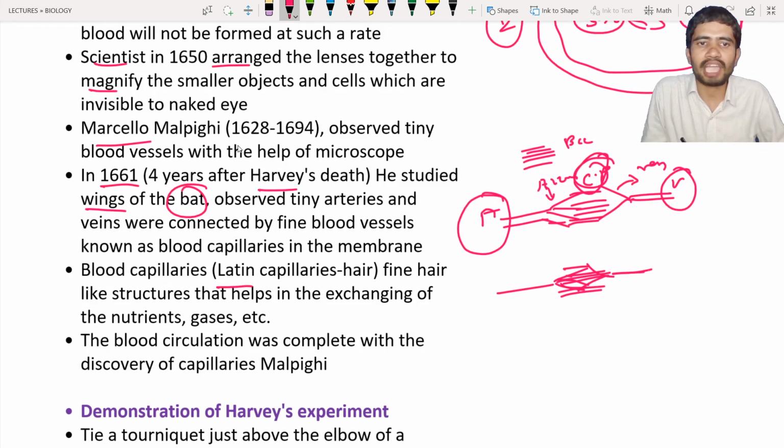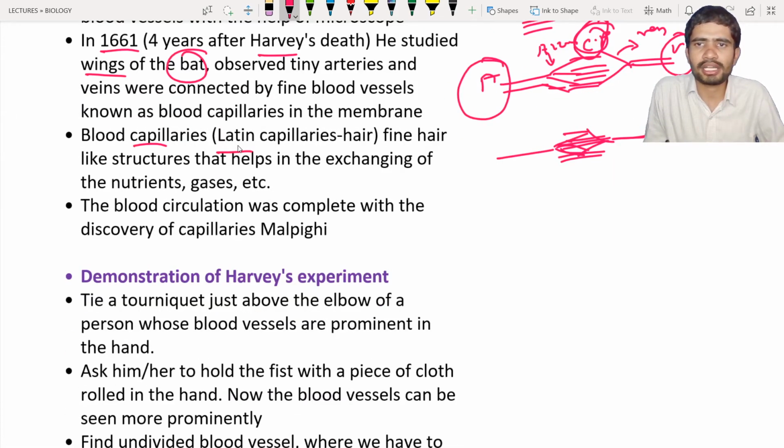In Latin, capillaries means hair. How does hair look? Hair looks tiny. In the same way, the blood capillaries also look like that. These blood capillaries are involved in the exchange of nutrients, gases and so on. It means from the blood capillaries, the nutrients will move to the tissue. The nutrients and gases will be given to the tissue, and waste materials will be taken from the tissues to the blood capillaries. The carbon dioxide will be taken from the tissue to the blood capillary and so on. So can you see there is exchange between the blood capillaries and the tissues? Yes. So they are involved in the exchange of nutrients, gases, excretory waste, and so on.